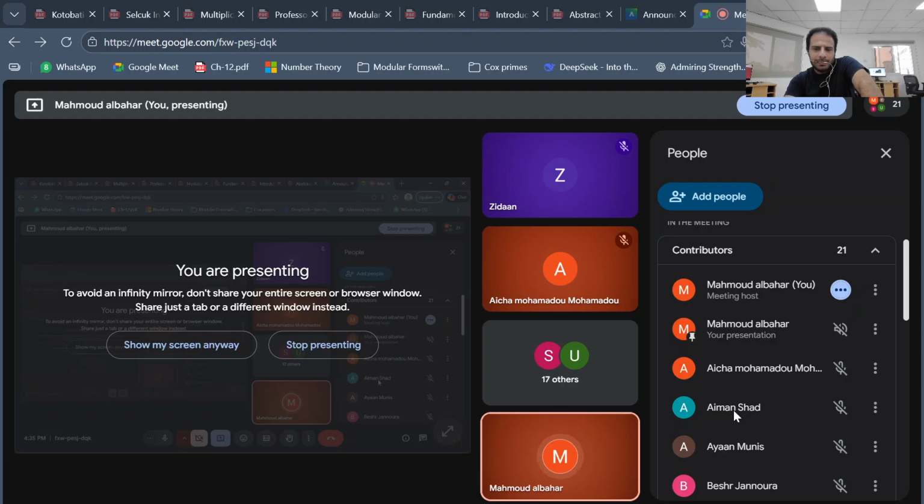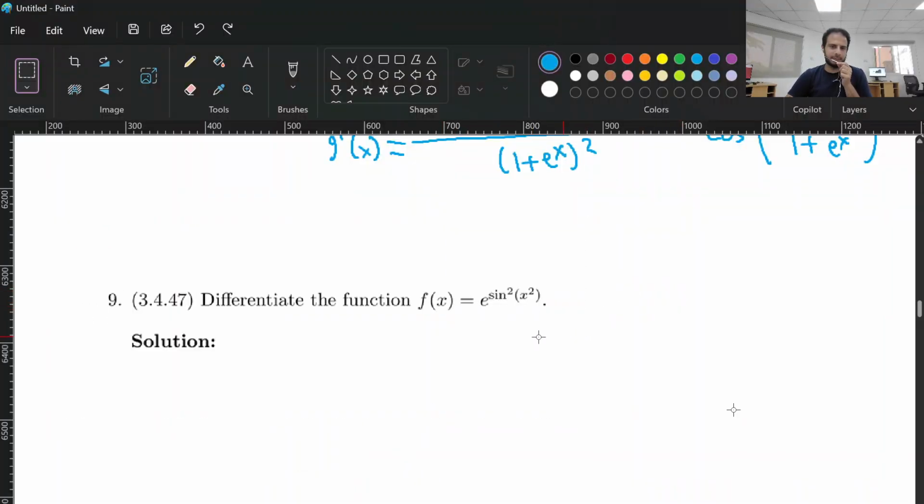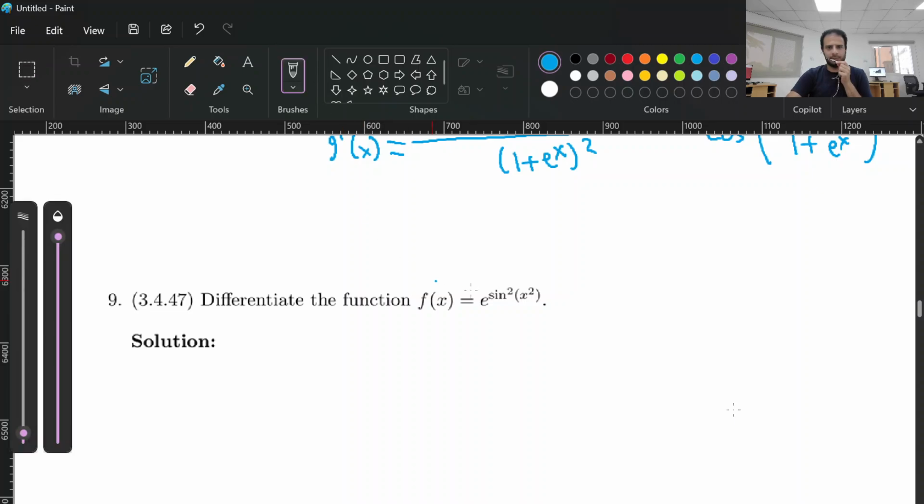Now Ayman. Yes. I need your help with this one. I'm not sure. Okay, I will help you. This one you will use chain rule. So f prime of x. Let's start from outer. Outer is easy, right? Because exponential. When you have exponential, the derivative is the same thing, right? This is the derivative of outer: e to sine squared x squared.